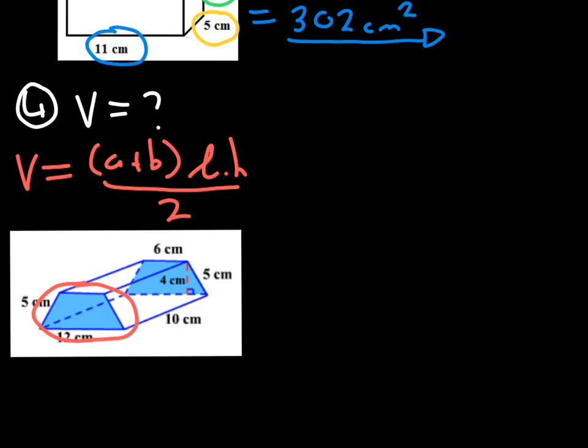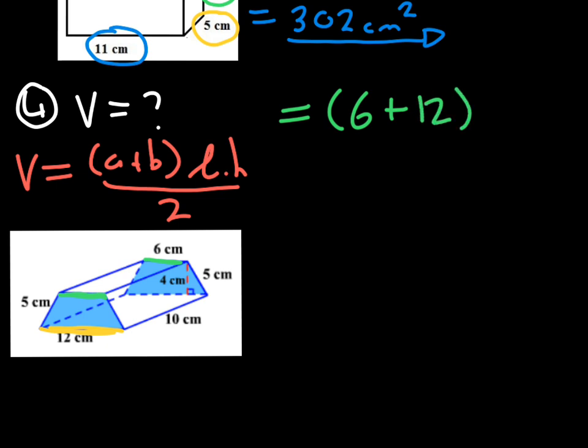Now we need to have a look at our diagram to find these missing values. A is the length of this top piece here, which we can see will be exactly the same as that piece there. So we know that A is equal to 6. Next, we need to find B, which we know is this bottom piece here, and that is equal to 12. So in brackets, we've got 6 plus 12. Next, we need to find the length, which is this long piece over here. So we're going to times by the length, which is 10.